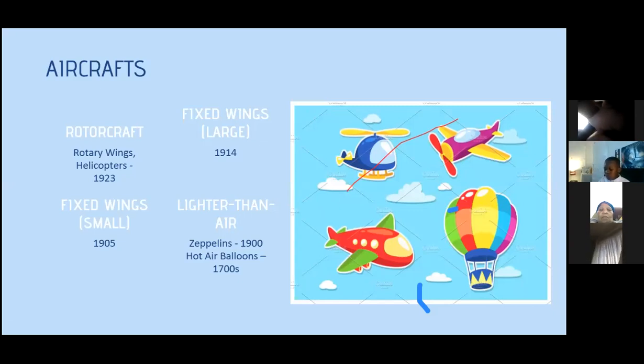Then the second type of aircraft are fixed wing aircraft. These are the ones that when you go to an airport, you are more likely to use. So these are the wings of the aircraft, and the wings do not move. They are in a fixed position. What I did for this presentation is split them into 2. So you have the big ones, and then you have the small ones.